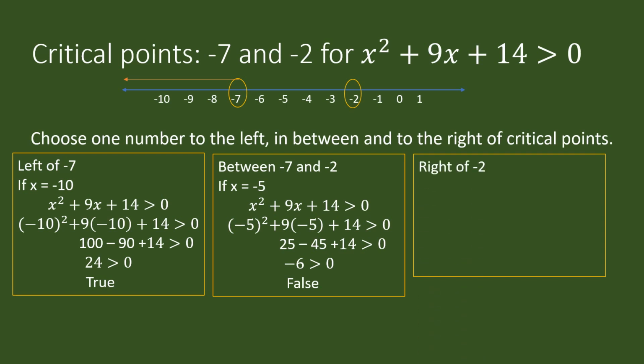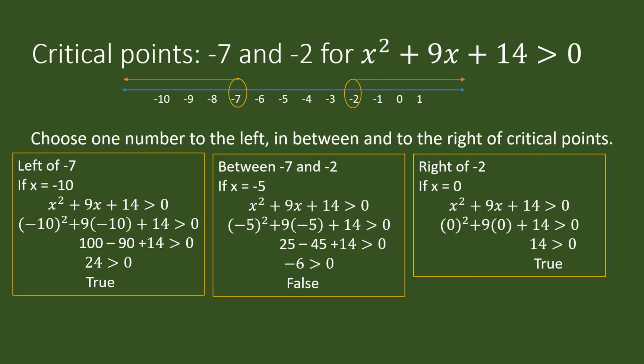Now, let us choose a number to the right of negative 2. Let us choose x as 0 for easy solution. Let us substitute again in our inequality x squared plus 9x plus 14 is greater than 0. So 0 squared plus 9 times 0 plus 14 is greater than 0. Then it is simplified to 14 is greater than 0. Is it true or false? Okay, it is a true statement.